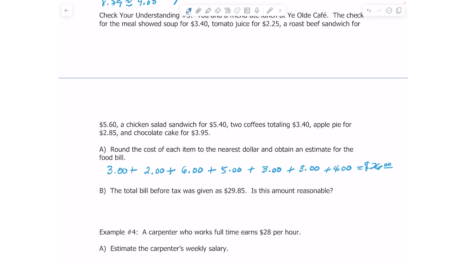And it tells us that the total bill before tax was given as $29.85. So do you think this is reasonable? And again, we're getting a rough estimate of $26. That was before tax. Even the bill being $29.85 seems a bit high.